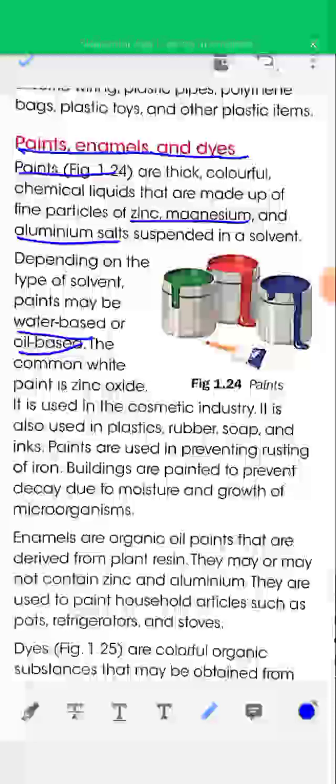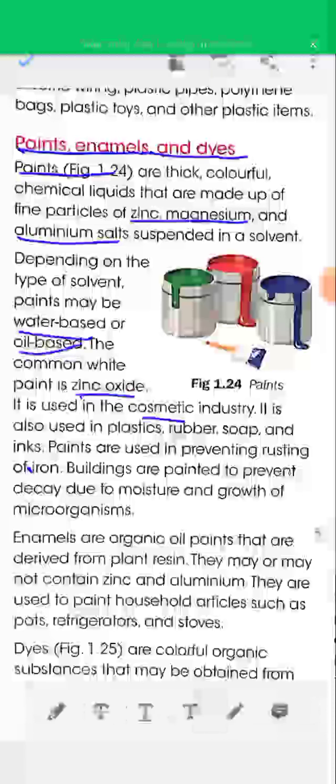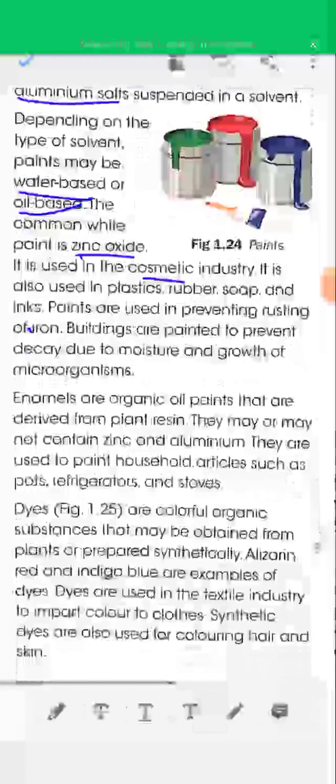Common white paint is zinc oxide. Zinc oxide is used in white paint, and it is used in the cosmetic industry. It is also used in plastic, rubber, soap, and ink. Paints are used in preventing rusting of iron. Buildings are painted to prevent decay due to moisture and growth of microorganisms. So these are the defined uses of paints.